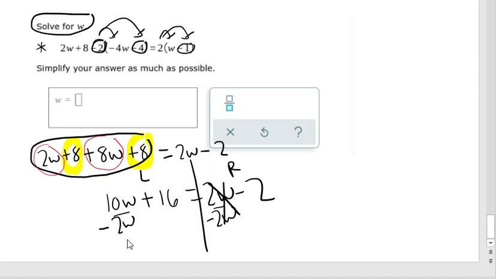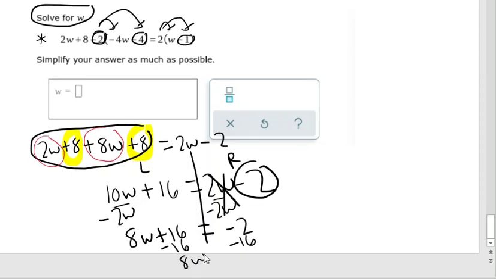And 10W minus 2W is 8W plus 16 equal to, on the right side, there's a subtraction sign in front of this 2. So when I bring it down, it comes down as a negative 2. And then from there, I need to subtract 16 from both sides. So 8 times W equals negative 16.